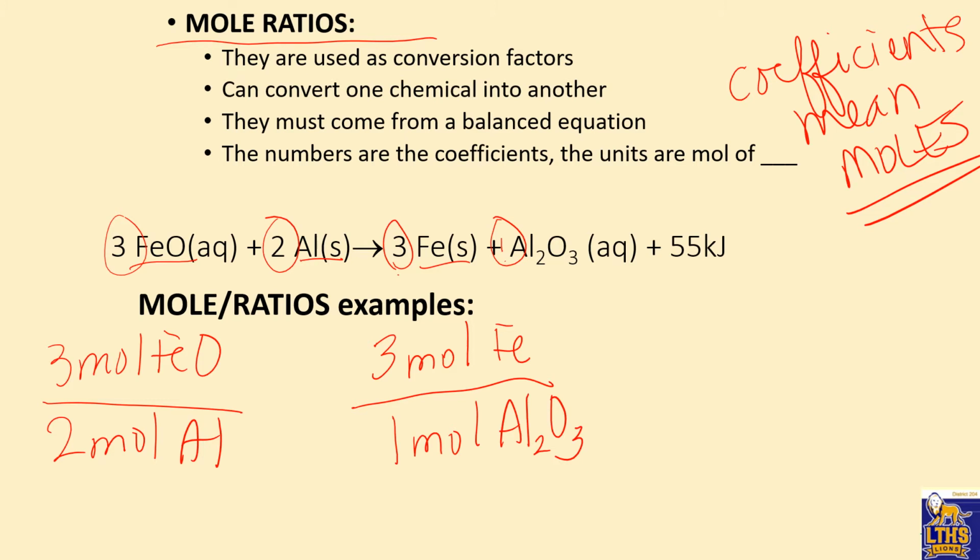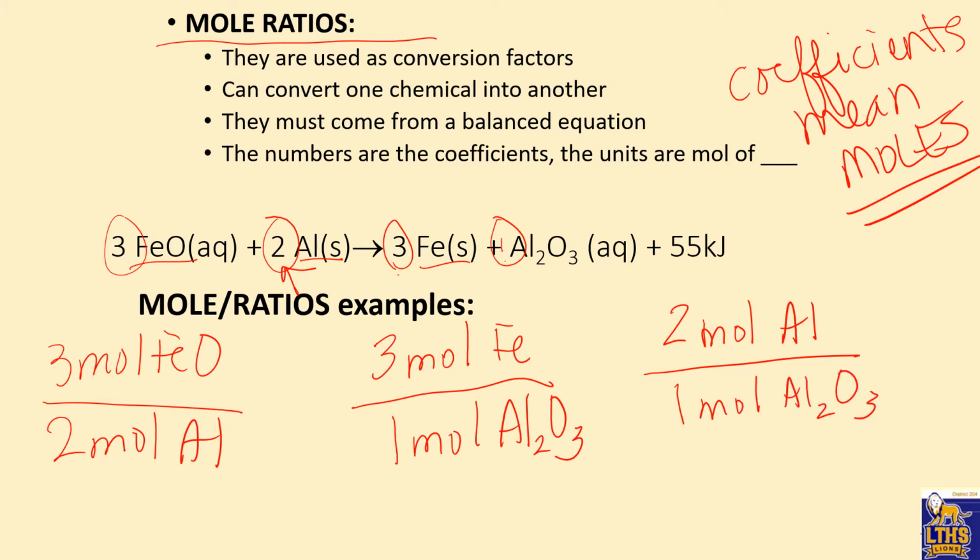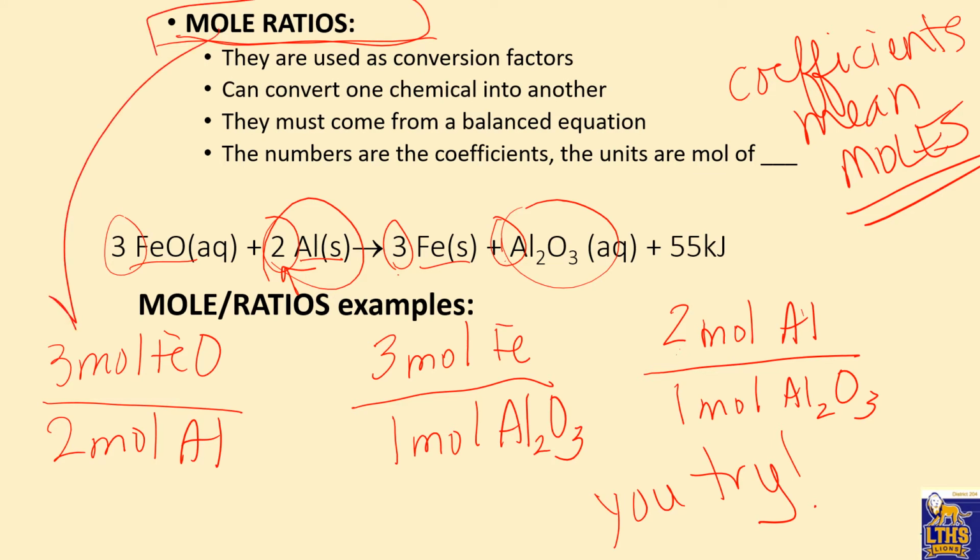We can flip these too. We can say 2 moles of Al, because there's a 2 there, will make 1 mole of Al2O3. We can pick any two things in the equation, any two chemicals. We put the unit of moles, we put the symbol for the chemical, and we use the coefficients as the numbers for each of the things. You try one: pick two of the chemicals and make a mole ratio. These are called mole ratios.